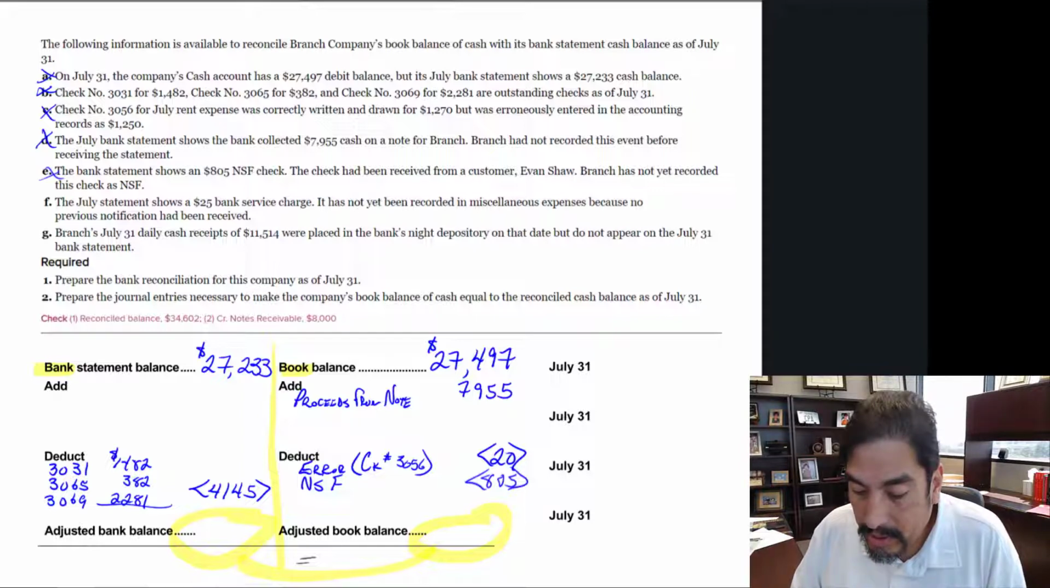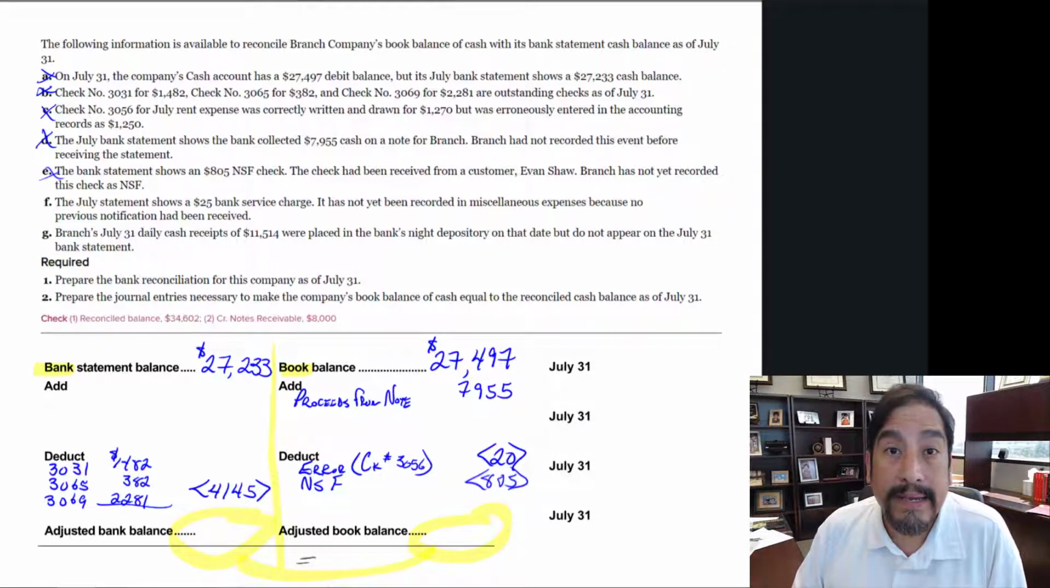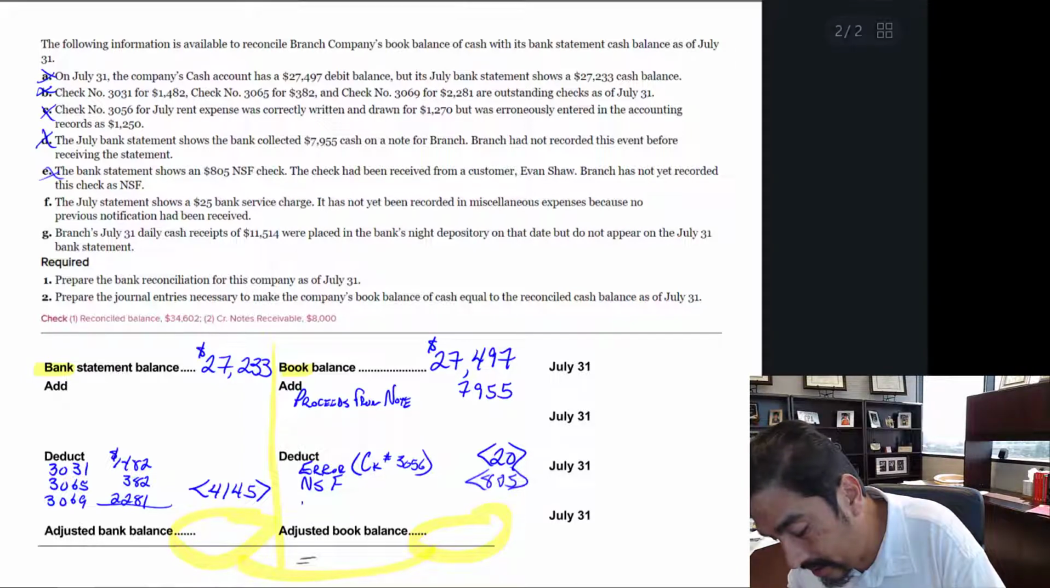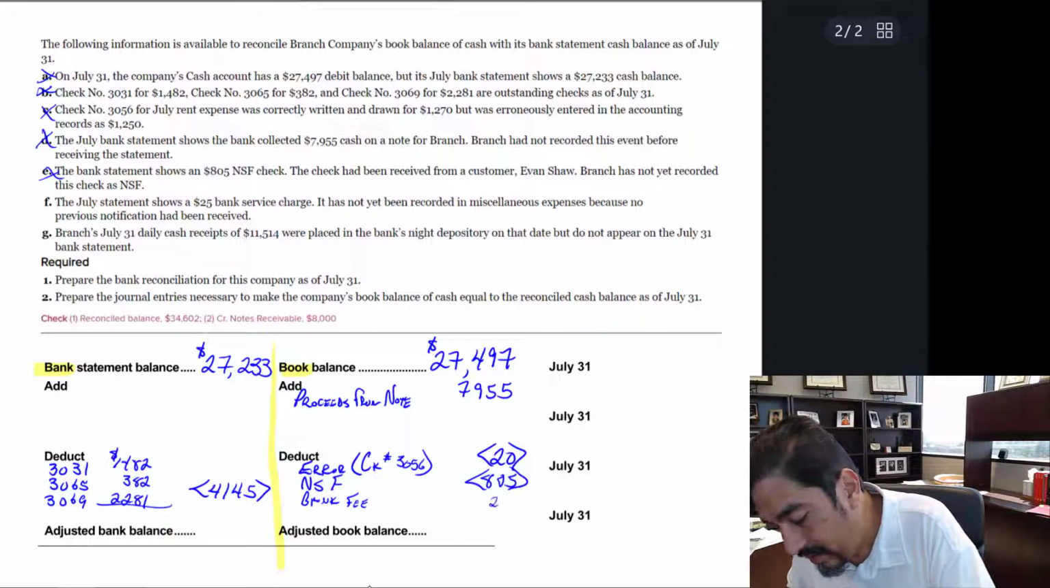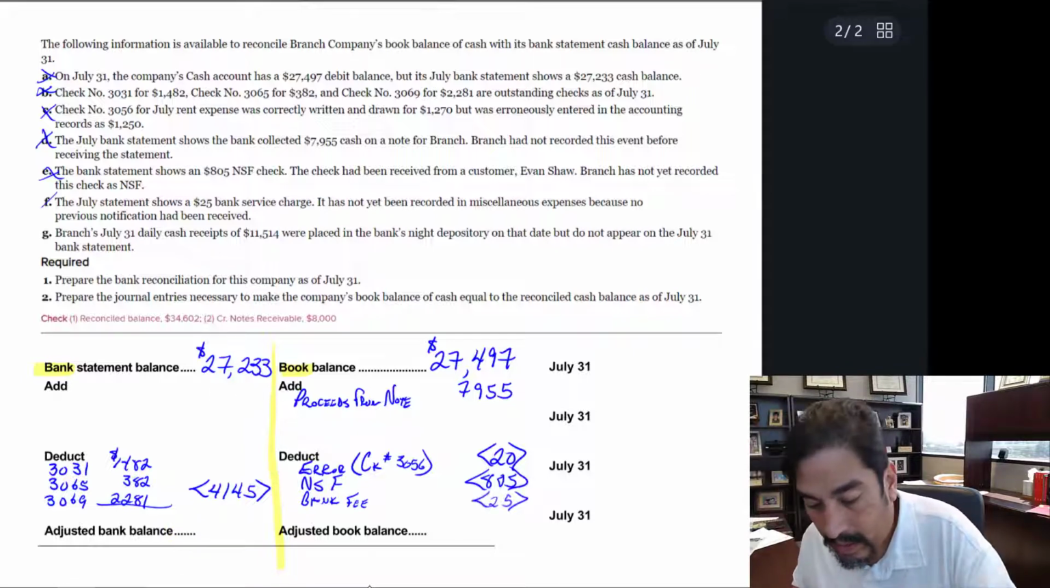The July bank statement shows a $25 bank service charge. It hasn't been recorded in miscellaneous expenses because no previous notification had been received. This is just a fee that we learned about right now as we're reading the bank statement. So we need to deduct it out of our book balance. So I'm going to put bank, I guess it's only 4 letters. I'll write it out. Bank fee. $25. We can get rid of this. $25. Got that.